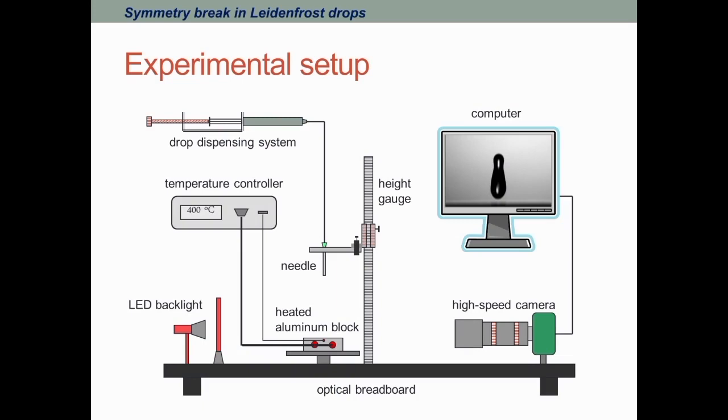Drops are released from this Luer lock and impact on a heated aluminum block, which is connected to a temperature controller and kept at 400 degrees Celsius. A high-speed camera is used to record the impact process. This height gauge allows you to change the impact velocity, in other words, the impact Weber number.